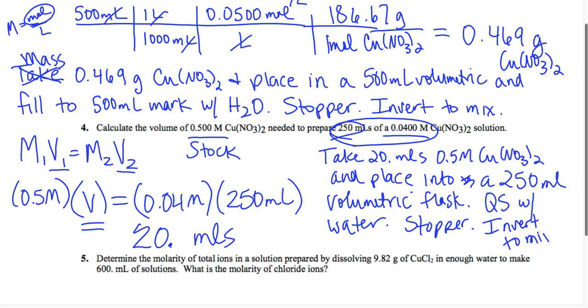I know you guys in pre-AP did make one solution that was colored, right, and they put it in the spec 20, the colorimeter, to check if you made your solution right. Yeah, that's what we're going to be doing a lot of.